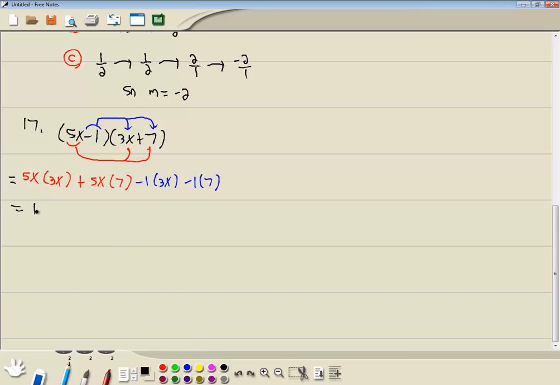Now 5 times 3 is 15. x times x is x squared. 5 times 7 is 35 with an x. Negative 1 times 3 is negative 3x. And negative 1 times 7 is negative 7. Now it doesn't matter where you are in algebra, you always combine together like terms. 35x minus 3x gives us 32x. And then everything else carries down. And that's our answer.